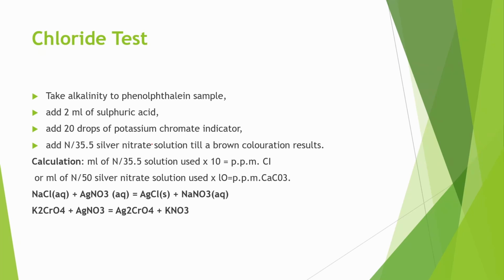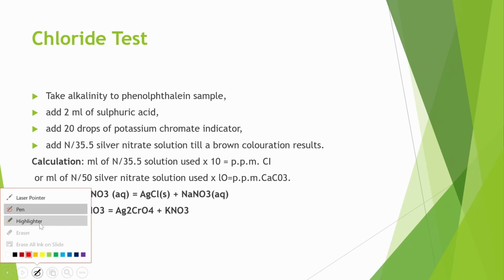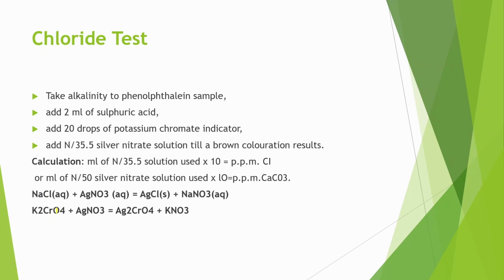Its principal preference, however, is for the chlorides. When it has neutralized the chloride present in the sample, it is then free to react with the potassium chromate. In doing so, it produces a reddish brown coloration. It is therefore apparent that the amount of silver nitrate solution used is the direct measurement of chloride content in the boiler water sample. So this is the reaction.